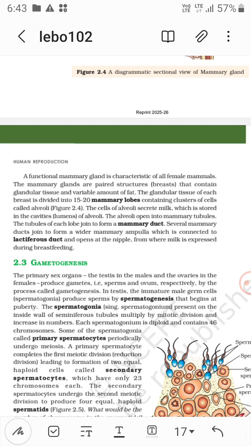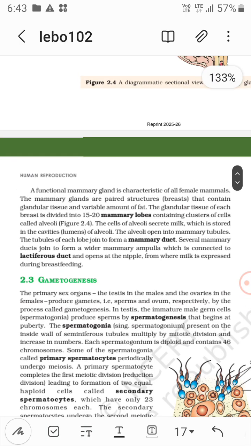A functional mammary gland is a characteristic of all female mammals. The mammary glands are paired structures, that is breasts, that contain glandular tissue and a variable amount of fat. The glandular tissue of each breast is divided into 15 to 20 mammary lobes containing clusters of cells called alveoli. The cells of the alveoli secrete milk, which is stored in the cavities, that is lumens, of the alveoli.